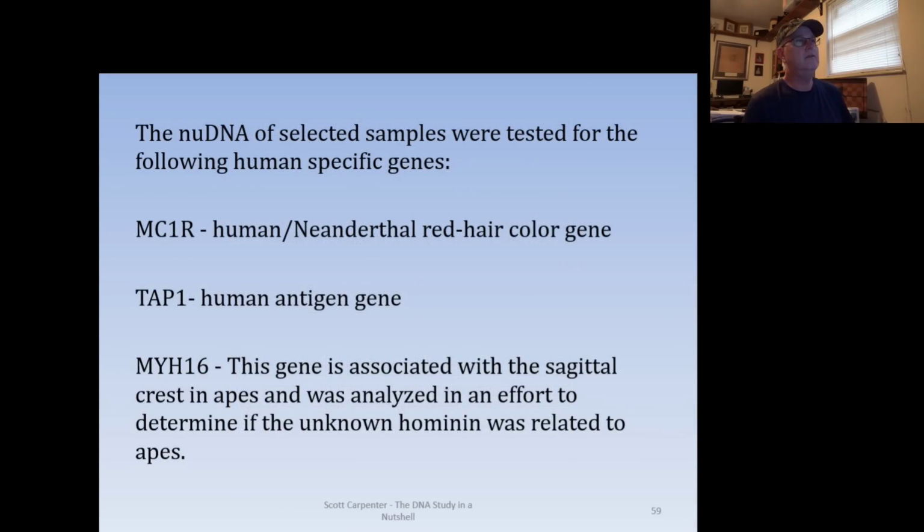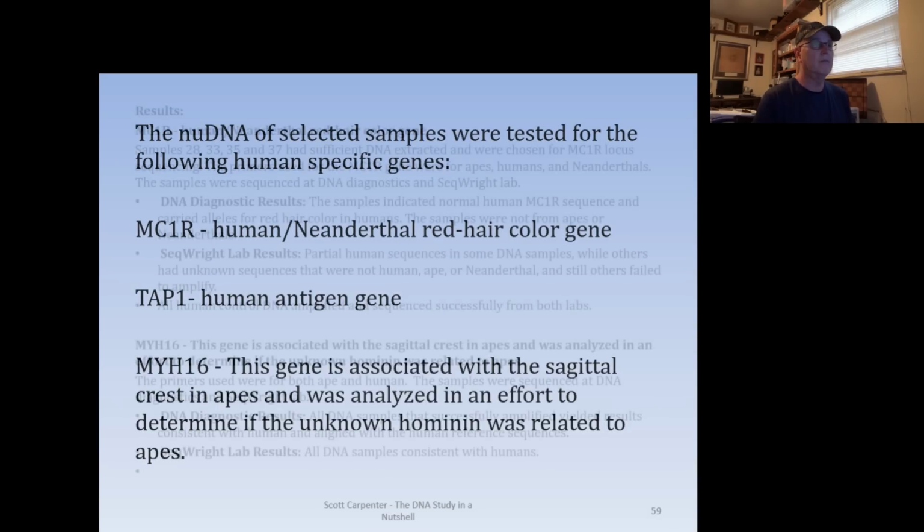The nuclear DNA of the selected samples was tested for the following human genes. In other words, they tested for MC1R, which is a human Neanderthal red hair color gene. They also looked for TAP1, which is the human antigen gene. They also looked at MYH16. This gene is associated with the sagittal crest in apes and was analyzed in an effort to determine if the unknown hominid was related to apes. So in the study, they were covering all their bases.